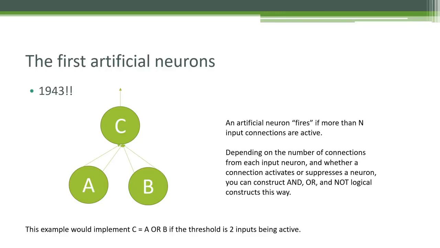So depending on the number of connections coming from each input neuron and whether each connection activates or suppresses a neuron, you can actually do both. That works that way in nature as well. You can do different logical operations. So this particular diagram is implementing an OR operation.